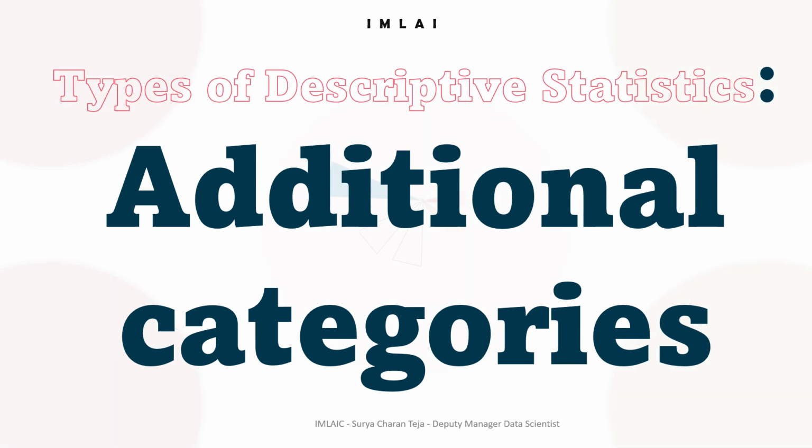Then outlier detection. We'll try to find out the outliers using Z-scores. Then we'll do data imputation, which is the technique for filling in missing values in a data set. We'll be looking into all these things now.